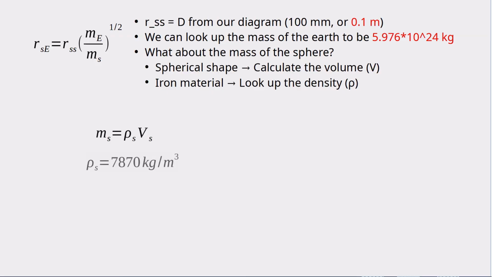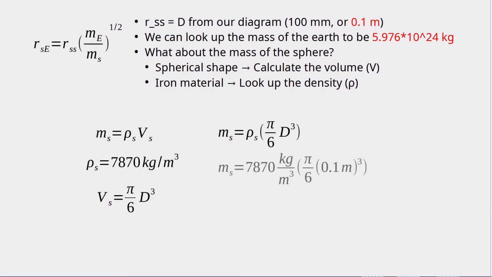The density of iron is 7,870 kilograms per cubic meter, and the volume of a sphere is pi divided by 6 times the diameter cubed. We can now rewrite our mass equation in terms of density and diameter. With each variable accounted for, we can substitute in values and find the mass of the sphere, about 4.1 kilograms. Let's recap what we have for our final equation and solve the problem.